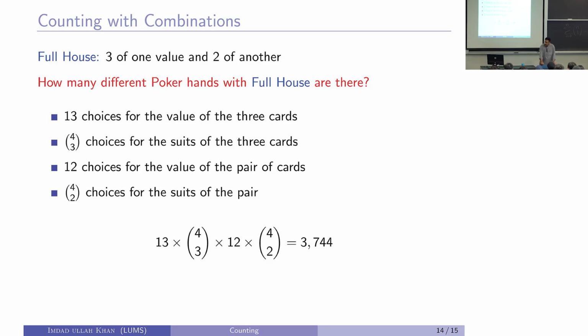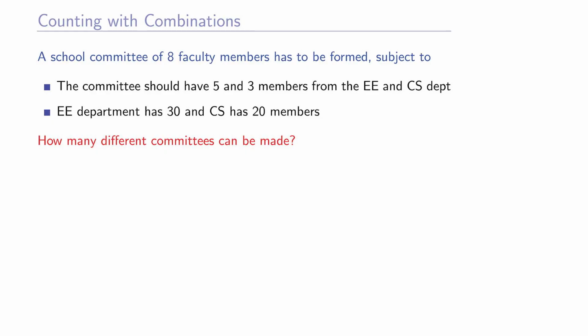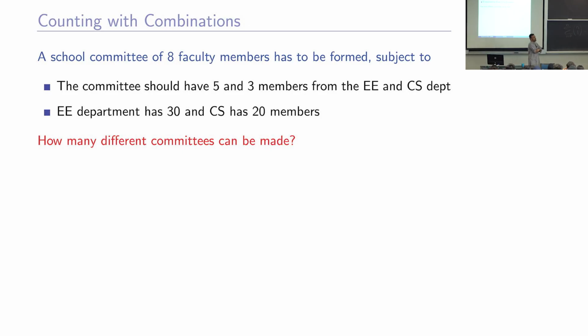Okay, so last thing, a school committee has to be made. SSC wants to make a committee that should have a total of 8 members. 5 members of this committee should be from the EE department, and 3 members should be from the CS department. The EE department has 30 faculty available, and the CS department has 20 faculty available. How many different committees can be made?